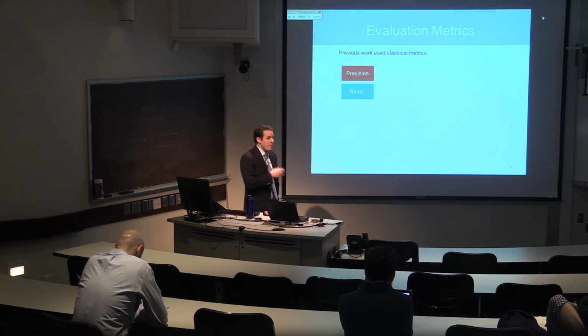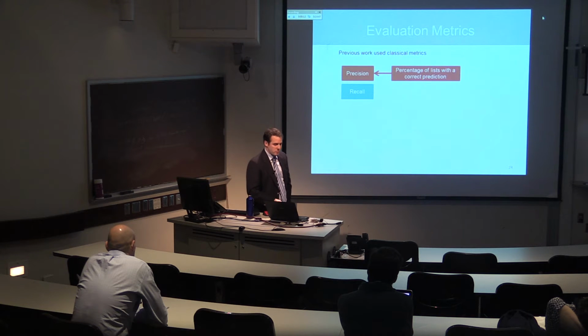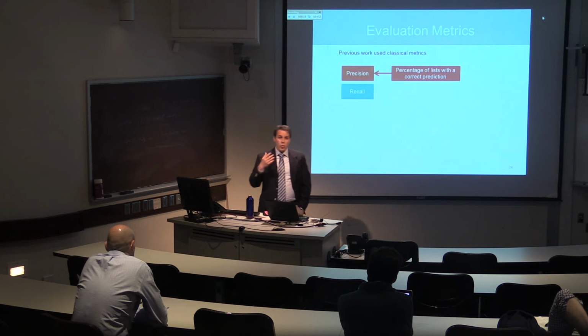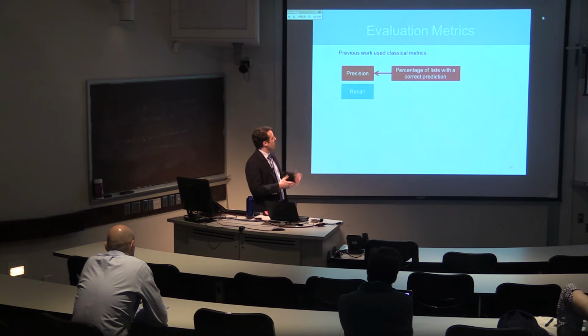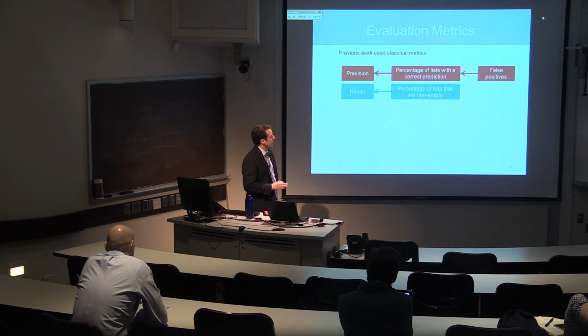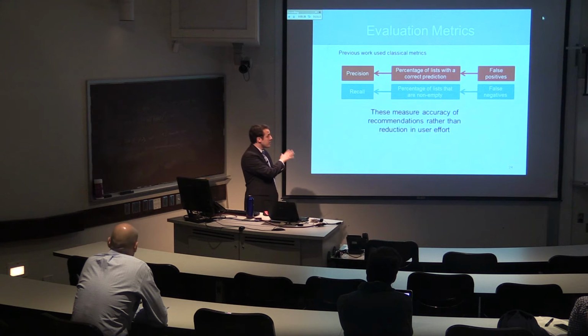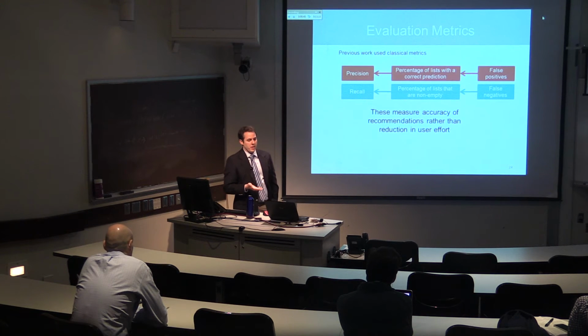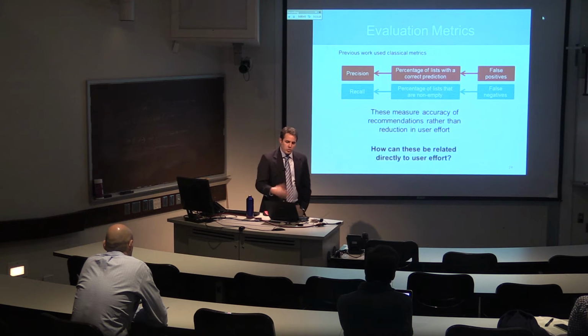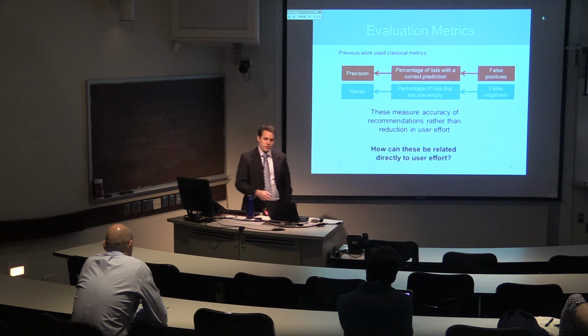First, we looked at past work, at what metrics they had used. They used classical metrics, precision and recall, where precision measures the percentage of lists with a correct prediction. Therefore, predicting we should have more recipients correctly, but not providing correct predictions. So it's a sense of false positives. Recall, on the other hand, measures the percentage of lists that are not empty. We could say an empty list indicates that there should be no more recipients, so that's incorrect and gives a sense of false negatives. As we can see, these metrics measure accuracy of recommendations rather than reduction in user effort. So we want to know, how can these be related directly to user effort?